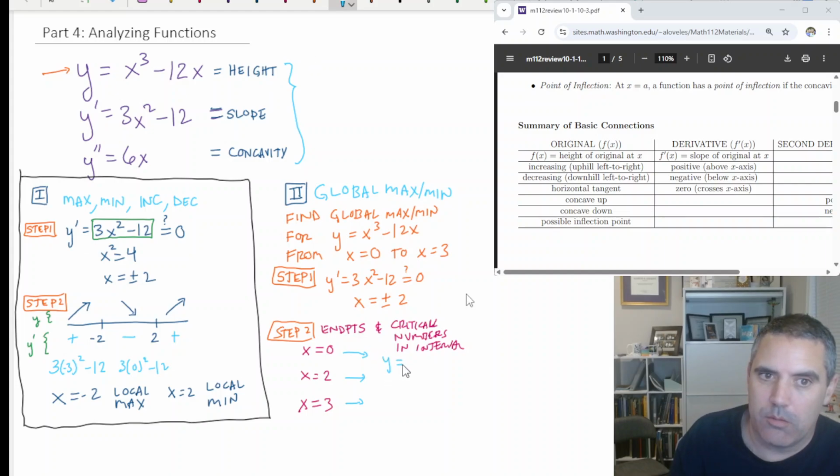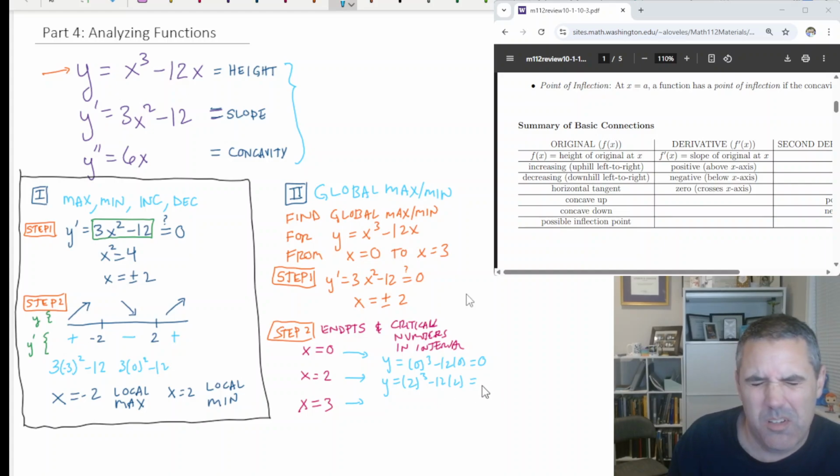So if we plug in 0 to the original function, we get 0 cubed minus 12 times 0, which is 0. If we plug in 2, we get 2 cubed minus 12 times 2, which is 8 minus 24. Again, I didn't prepare this, but I think that's minus 16. And then we plug in a 3, we get 3 cubed minus 12 times 3. And so we get 27 minus 36. I think it's negative 9.